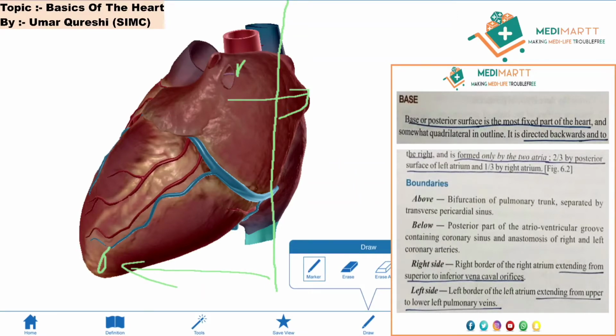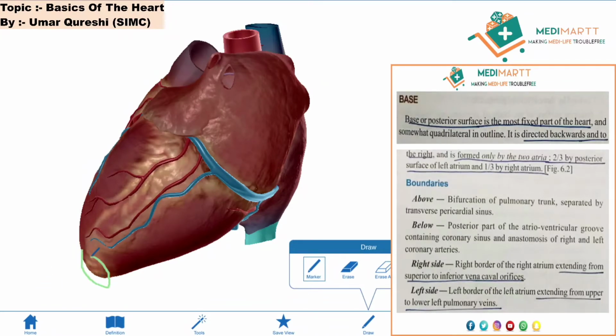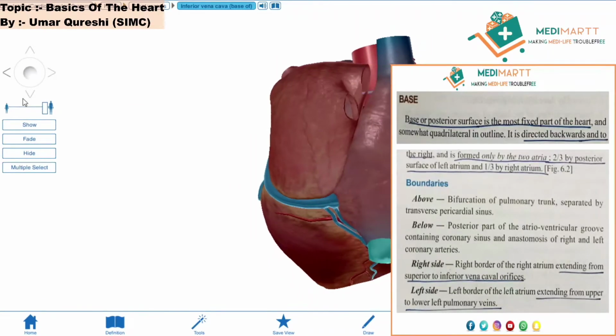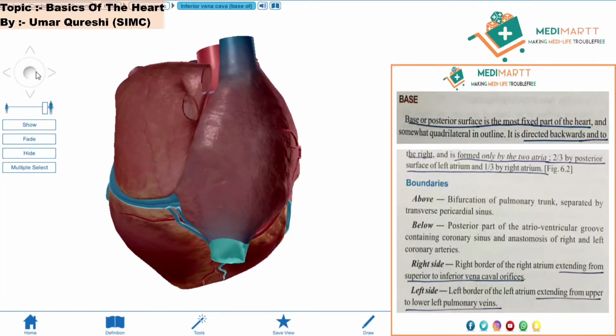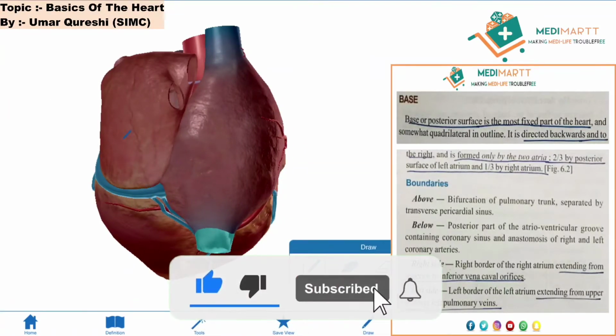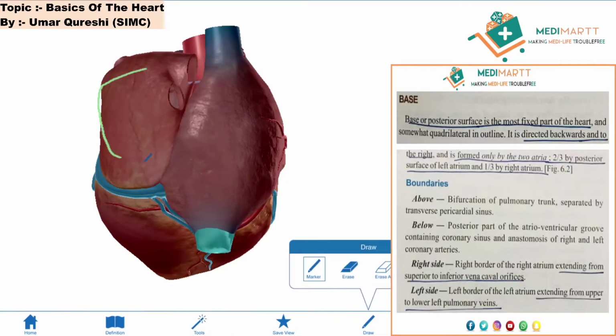And the next point is, it is formed only by the 2 atria. As we all know, the apex is formed only by the left ventricle, and just like that, the base is formed only by the 2 atria, that is the right atrium and the left atrium. 2/3 by the posterior surface of the left atrium and 1/3 by the posterior surface of the right atrium. So 2/3 portion of the left atrium and 1/3 portion of the right atrium. So these are the main points.